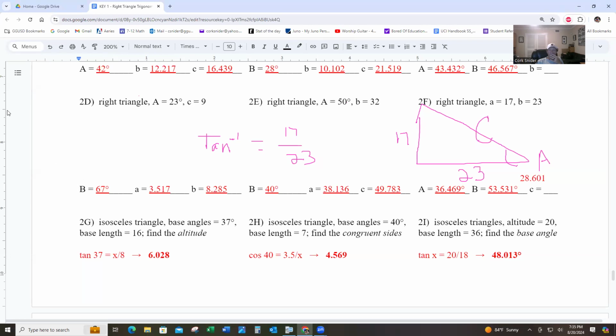That's A. So if that's 36 degrees, then B will be around 54, which is 90 minus. So that's B right here. Now, there's a lot of ways to get C. Pythagorean theorem is one of them. I probably should use the Pythagorean theorem because I rounded 36 and 54, and so I would get a slightly inaccurate answer. So I'm just going to go ahead and do that. That's going to be 36 squared plus 17 squared equals C squared. All right, here we go.